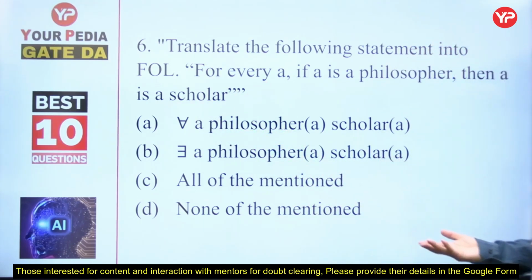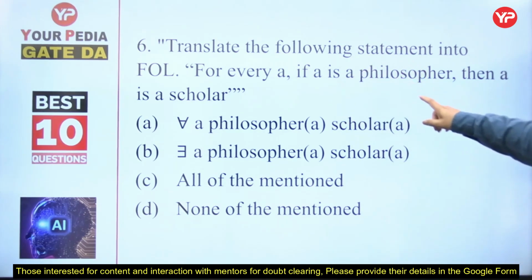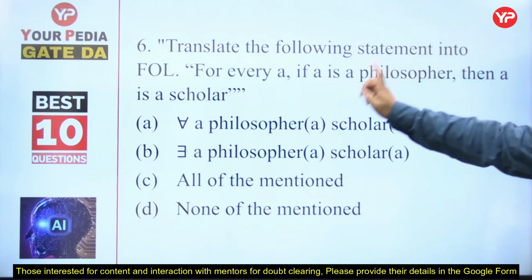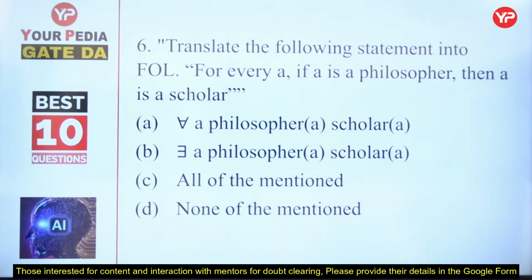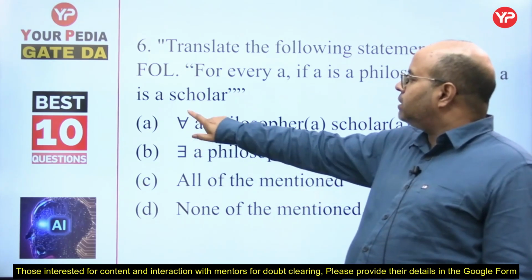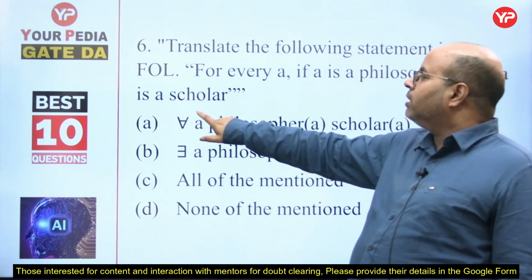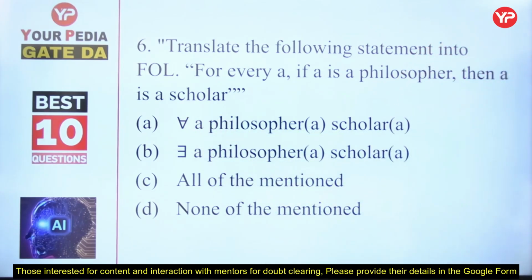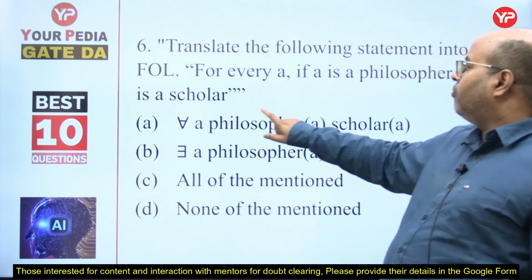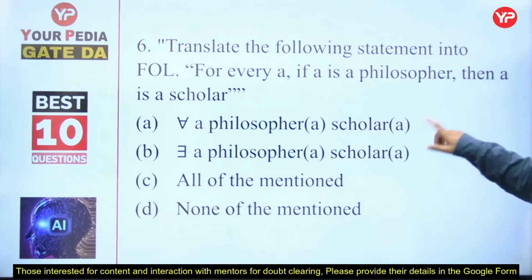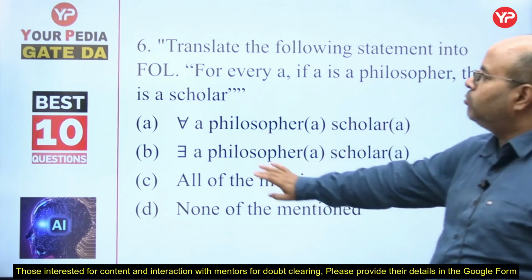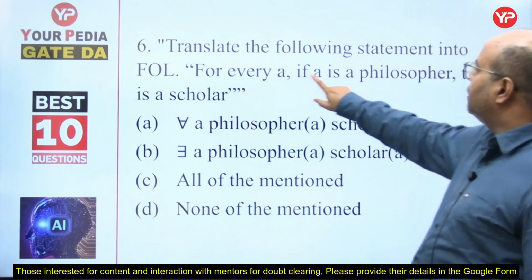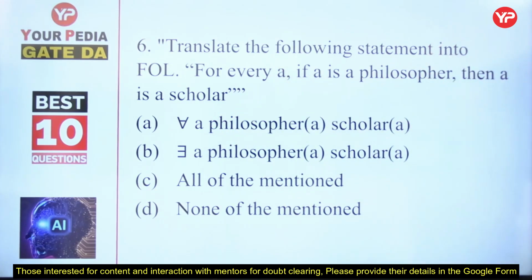Predicate logic is also called first order logic. For every A, if A is a philosopher, then A is a scholar. For every person, if he is a philosopher, then he is a scholar too. So this symbol, which we all know very well, is the universal quantifier. For every A, philosopher A, scholar A. So this seems to be true for every A. If A is a philosopher, then A is a scholar.